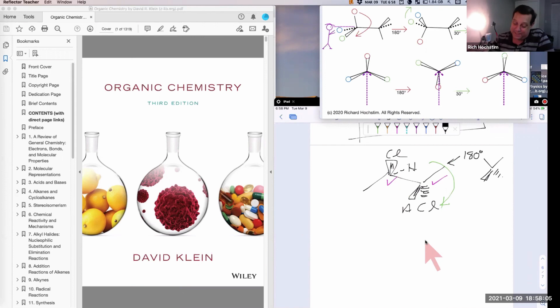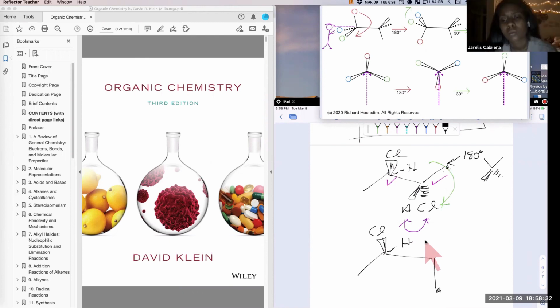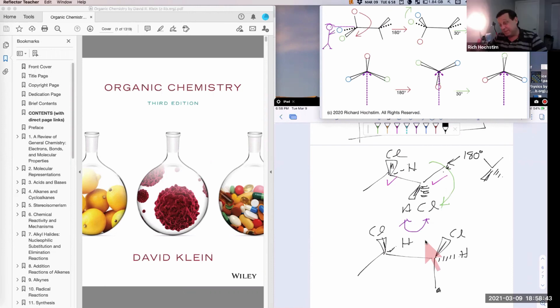the wedge and the dash are going to switch. So there's another rule to make your life easy: if you rotate this 180, the wedge and the dash will switch. You can do it on models, but you don't have to, you can just know the rule. So you have a chlorine here, a hydrogen right over there, and now this line is here. And then these two are switching. So the hydrogen is here and the chlorine is there. Okay. Is this meso?